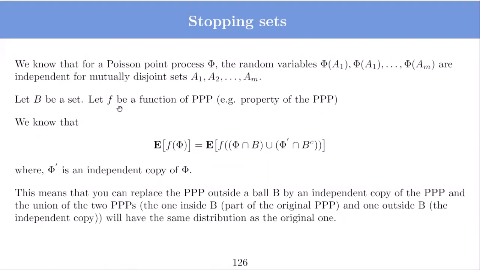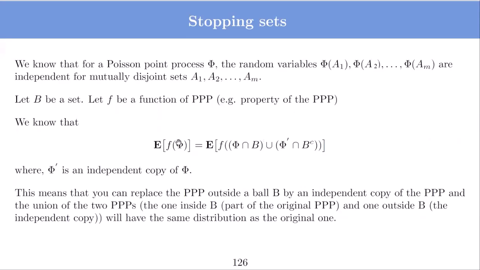So let me first formally state the disjoint independence property. When we say that they are disjoint sets A1, A2, up to AM, then we say that phi(A1), phi(A2), up to phi(AM) are independent for mutually disjoint sets A1, A2, and AM. The other way to state the same thing is, let B be a set, and F be a function of the PPP. So it's a property of the PPP.